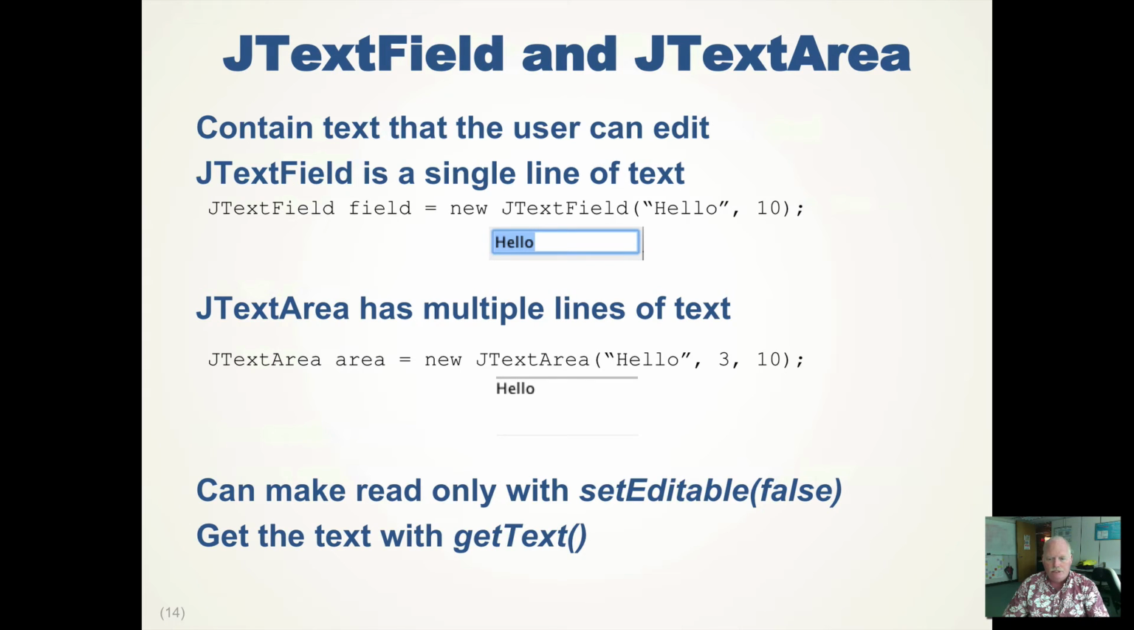You can make them read-only by setting editable to false, so then that doesn't allow the user to change the text in the text area, so it becomes sort of like a label. And you can get what they edited or what the text content is by calling getText, and that returns a string. If you're talking about the text area, there will be new line characters in that string. Those are the backslash n's, or the escaped n's, so that you know where the lines are in that string. Very useful component for getting input from the user.